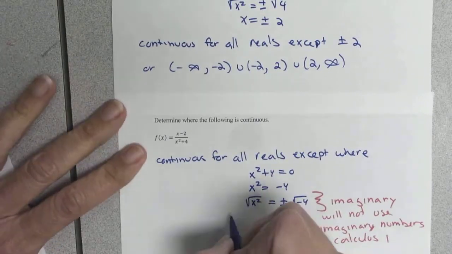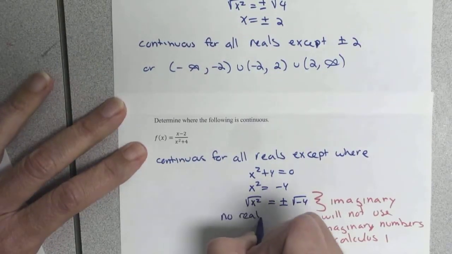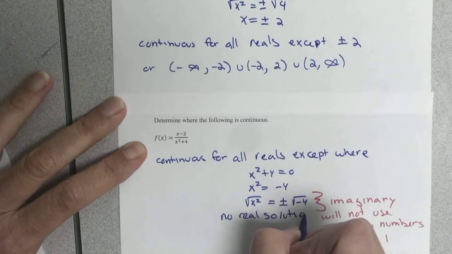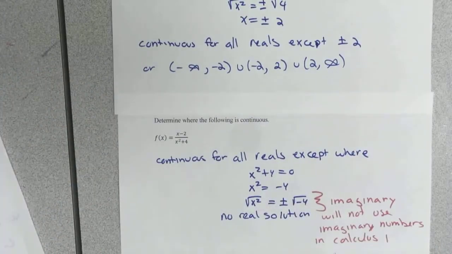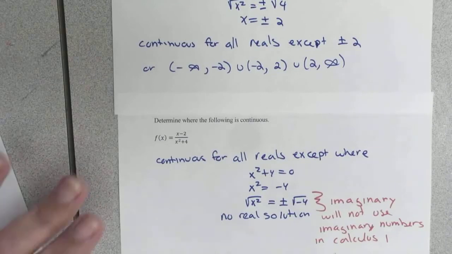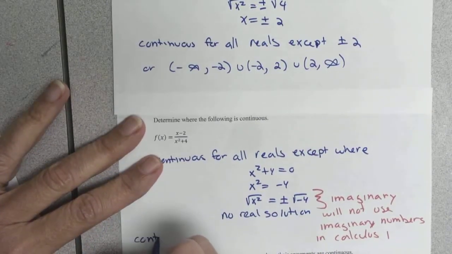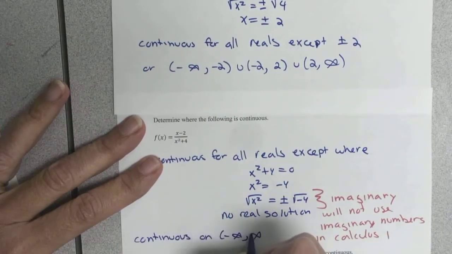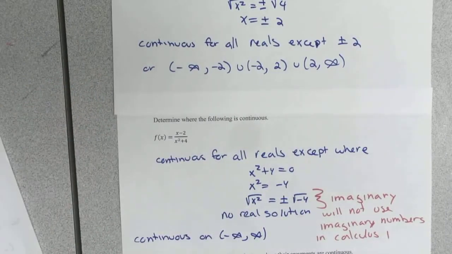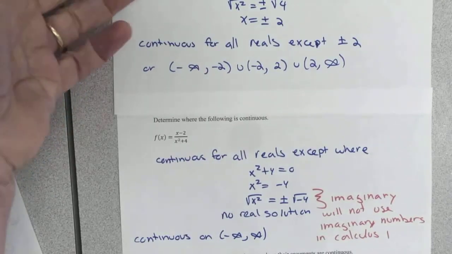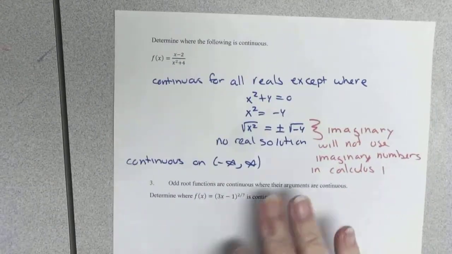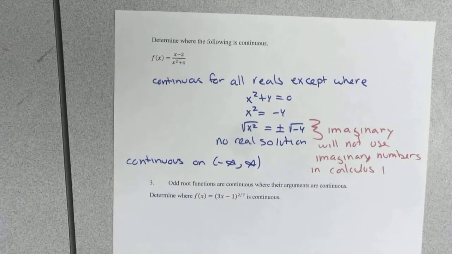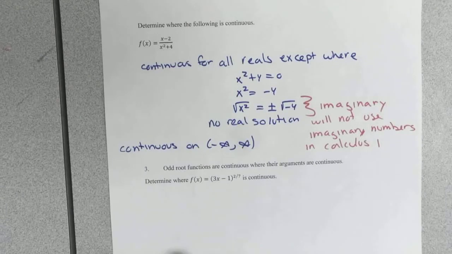So we get no real solution. And so our except part had no answer that we can use. And so we just conclude that this is continuous for all reals, or negative infinity to infinity, however you want to write that answer. But the real point to this problem was to introduce the concept that we are not going to use imaginary numbers.